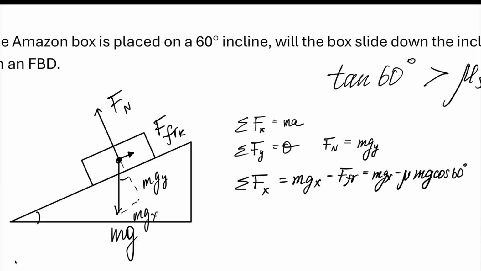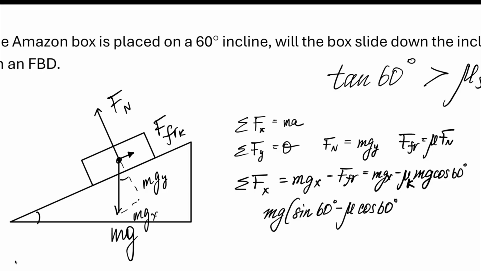Because what is force of friction? Remember, force of friction is mu times normal force. Now the important part is which mu are we going to use if the box is sliding? Mu k. Very important. Do not use mu s. So once you find that net force, I can even factor out mg to save myself some time on the calculator. It's going to be sine of 60 minus mu cosine of 60.